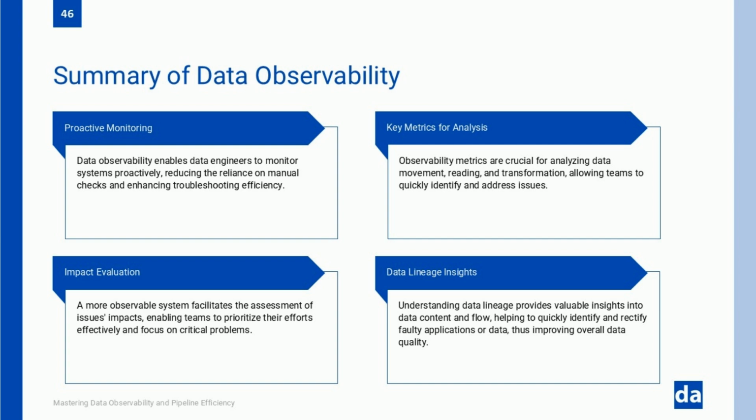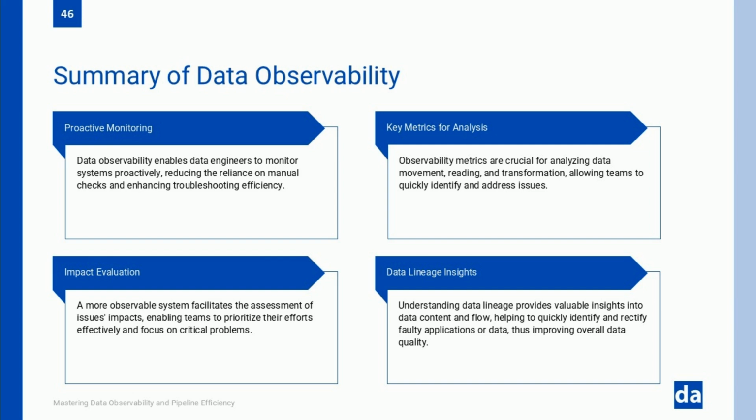1. Proactive monitoring. Data observability is your team's superpower to stay ahead of issues. Instead of reacting to problems, engineers can monitor systems in real time, troubleshoot more efficiently, and minimize manual checks. Key takeaway: a proactive approach reduces downtime and keeps your operations running like a well-oiled machine. Example: imagine catching a storage anomaly before it spirals into delayed analytics. Now that's observability in action.